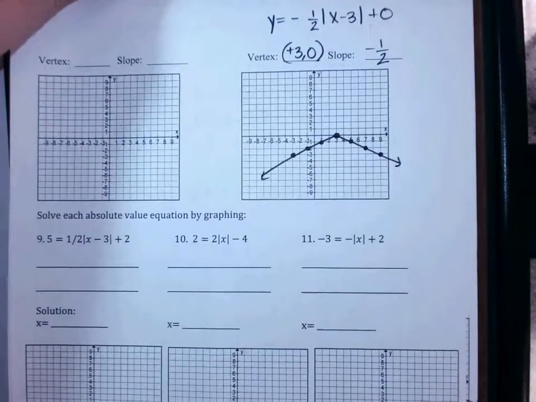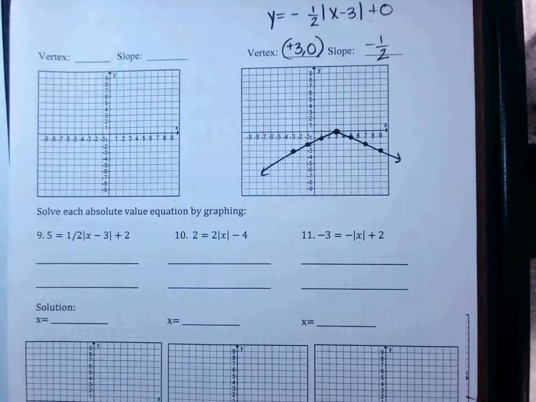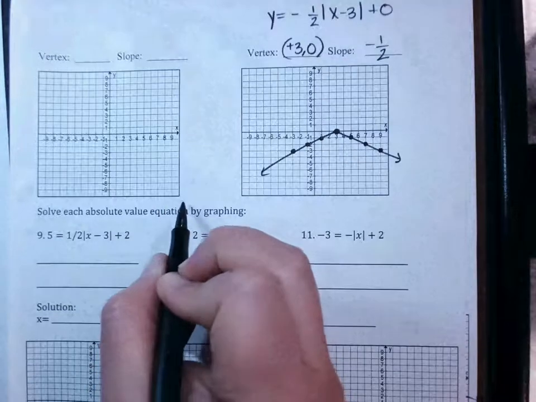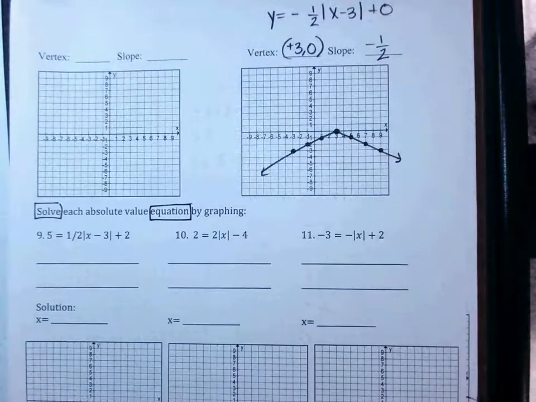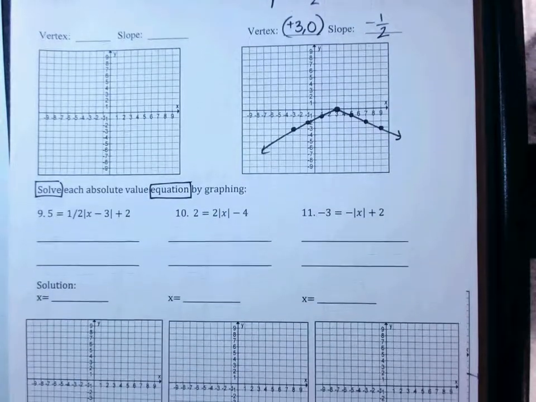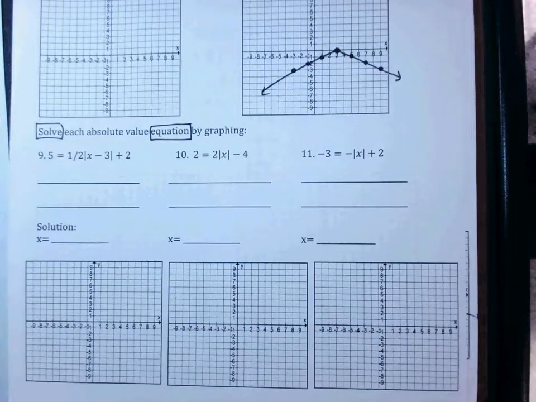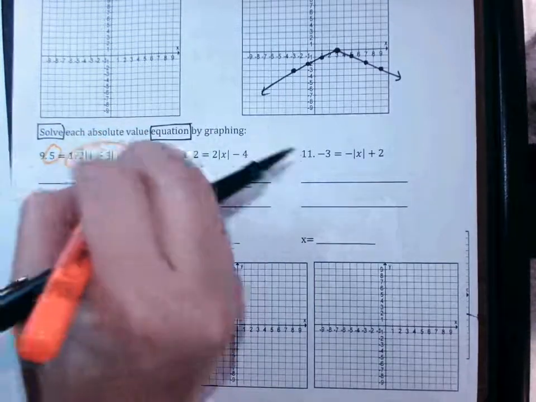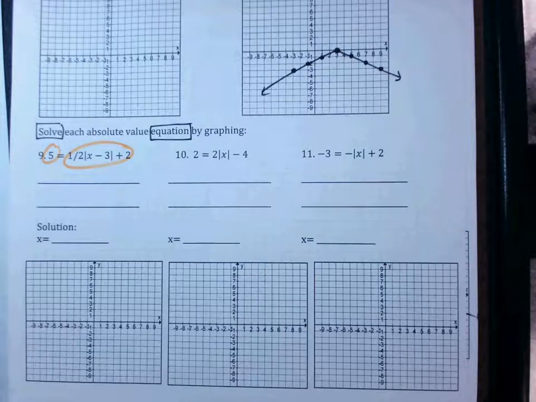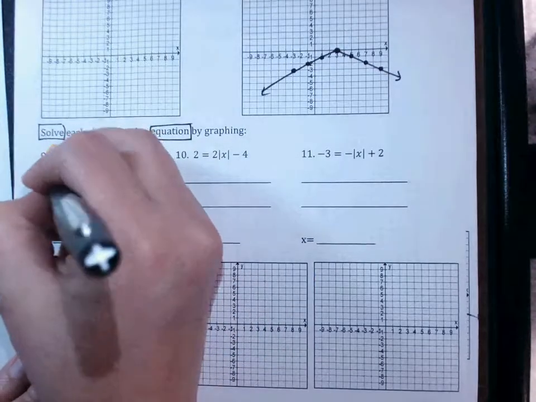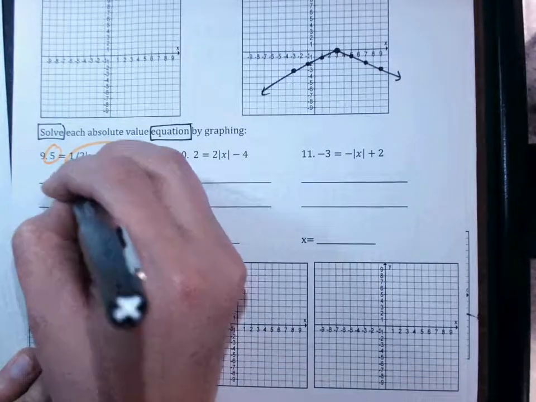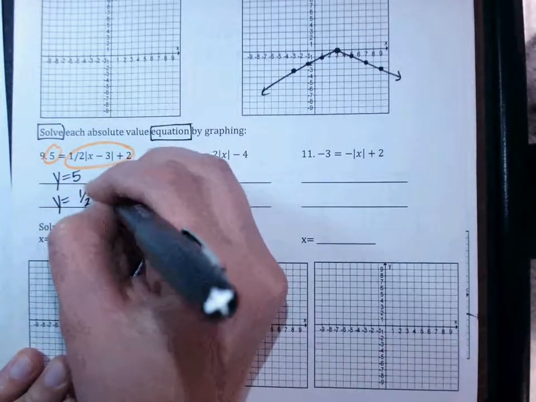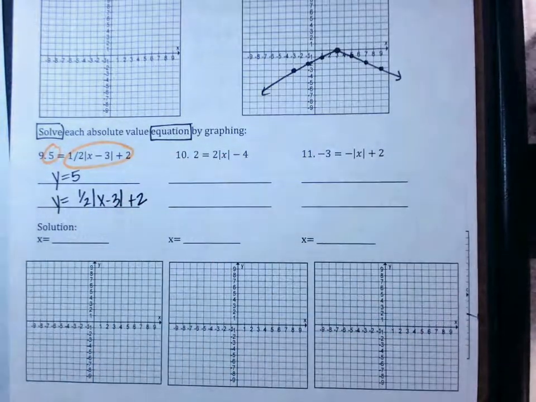What is the very last thing that we need to do in this last section? If you're solving an equation, what do you do with the 2 sides of the equation? This is what we learned yesterday. You separate into 2 equations, graph, and see where they cross. So, for example, if I'm doing number 9, I would let y equal 5 from the first side. I would let y equal 1/2 x minus 3 plus 2 on the second side.